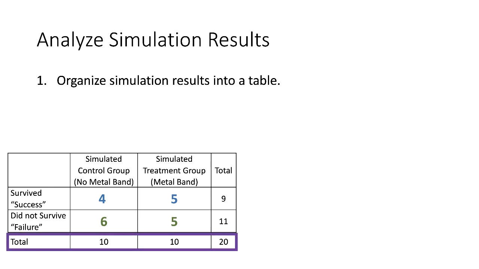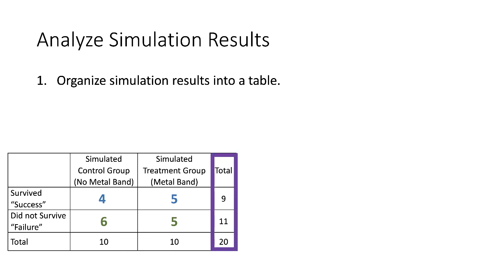So notice we still had 10 penguins in each group, the simulated control group and the simulated treatment group. That's the same as in the study. We also had 9 penguins in the simulation that survived and 11 penguins that did not survive, for 20 total. That matches the actual data in the study.